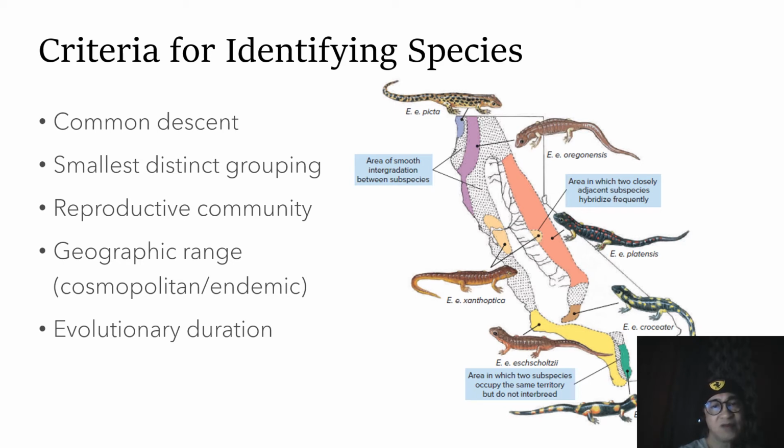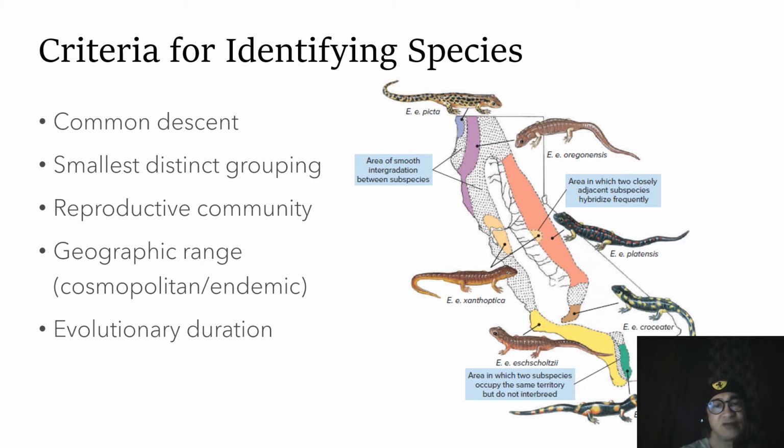One is that they have common descent and that they are a small grouping that is distinct from other populations. They have reproductive community and they have geographic range and evolutionary duration. By common descent, the members of the species are traceable to a common ancestral population. The species are thus historical entities, and they have small distinct grouping. They show the smallest distinct grouping of organisms sharing patterns of ancestry and descent.